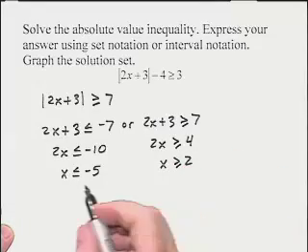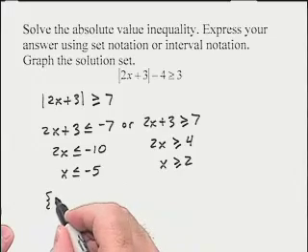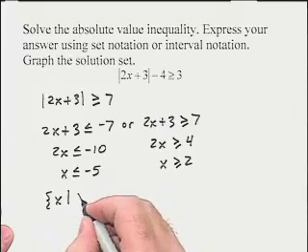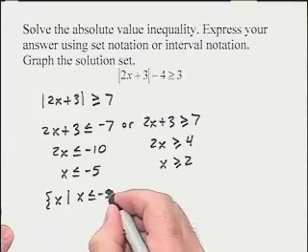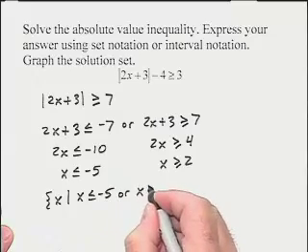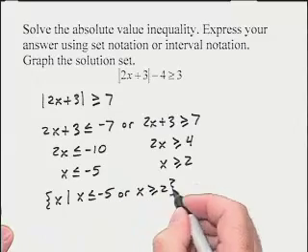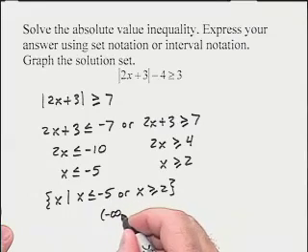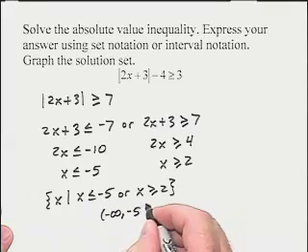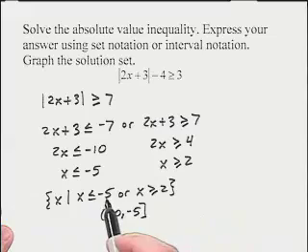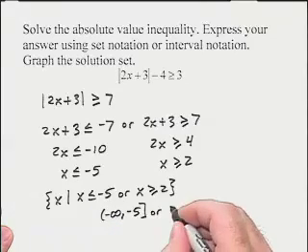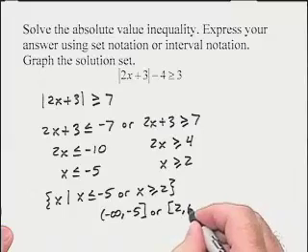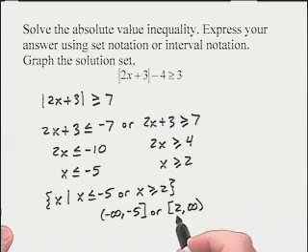When we put our results together, we'll get our solution set as the set of values for x, such that x is less than or equal to negative 5, or x is greater than or equal to 2. In interval notation, we'd write negative infinity to negative 5, and we use a square bracket on negative 5 because it's not a strict inequality, or 2 to infinity. Again, we use a square bracket on 2 because we do not have a strict inequality.